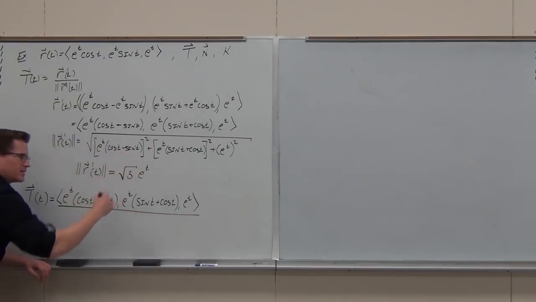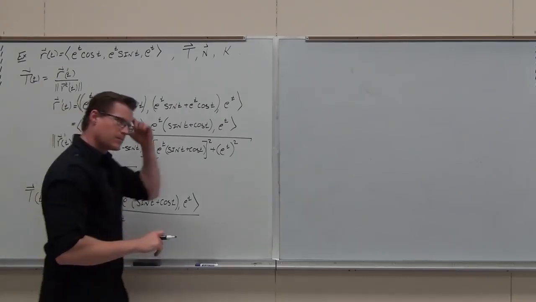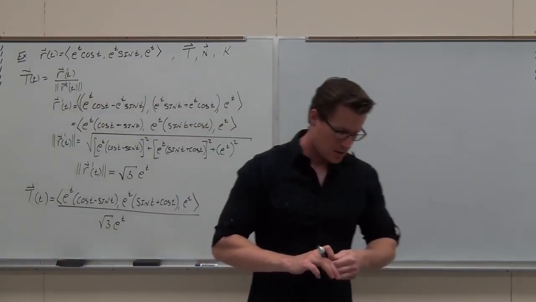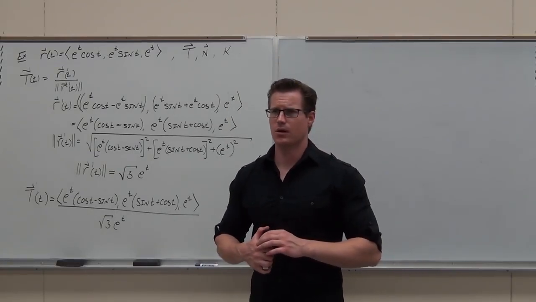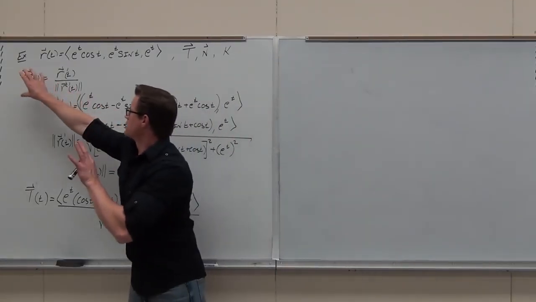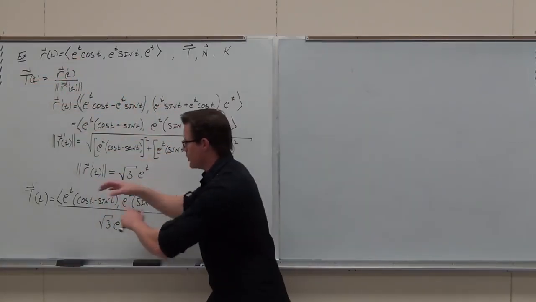Divided by this magnitude. I need to make sure that you guys are okay right here before we go any further. Head nod if you are. So, unit tangent is derivative over magnitude. Got it. That's exactly what we've done.